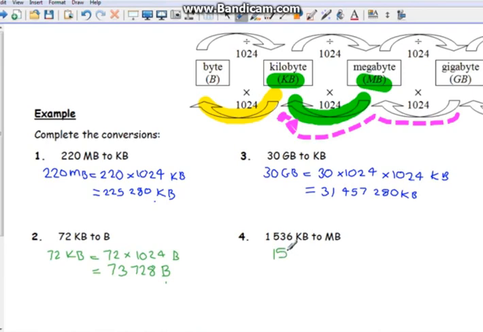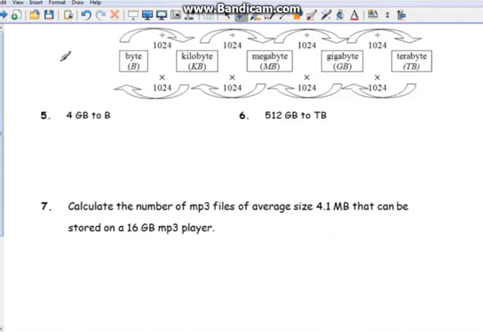So 1536 kilobytes to megabytes, we're going to divide 1536 by 1024. And we're going to end up with an answer in megabytes, and that is going to be 1.5 megabytes when you do that on your calculator. So, to our next examples.